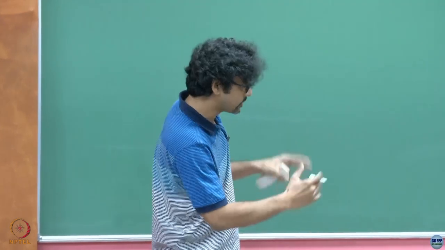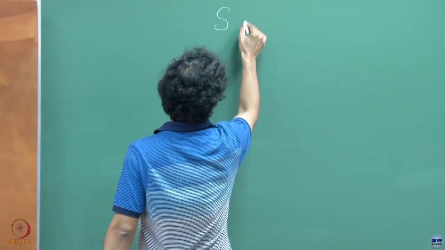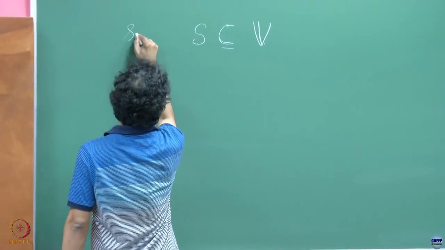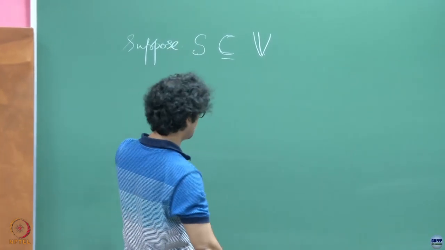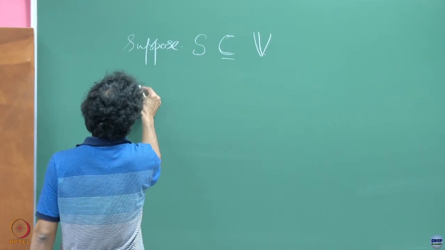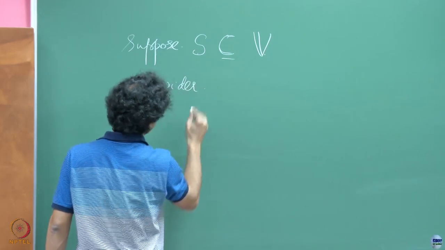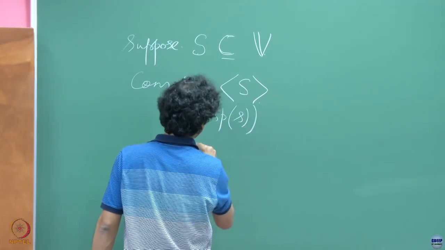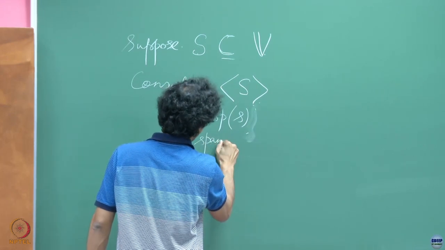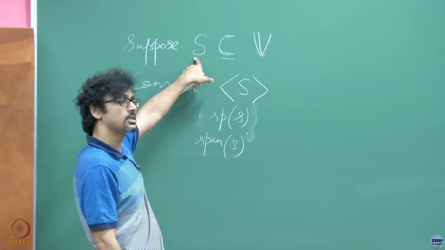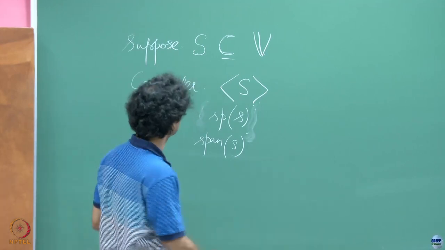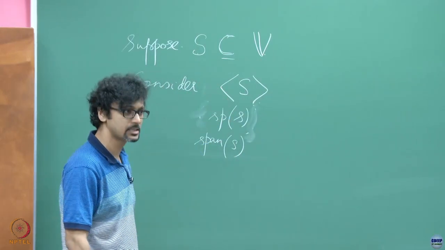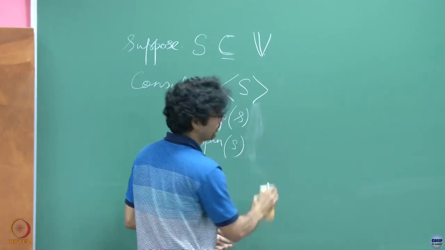But in a more abstract sense, suppose you have a set S contained inside a vector space V. Consider this notation, sometimes also called SP of S, or the span of S. As of now, this S is merely a set, nothing more. V is a vector space, but S is just a set. But the span of S, which we are going to define now, will turn out to be a subspace of V.